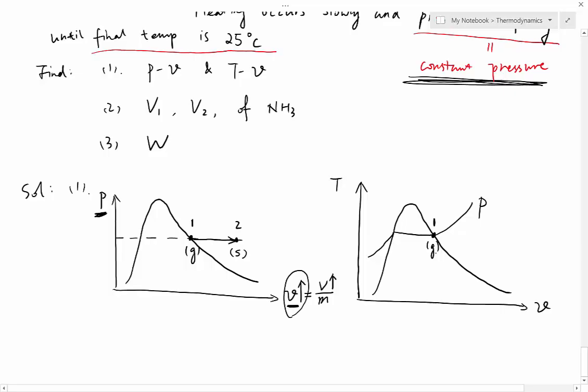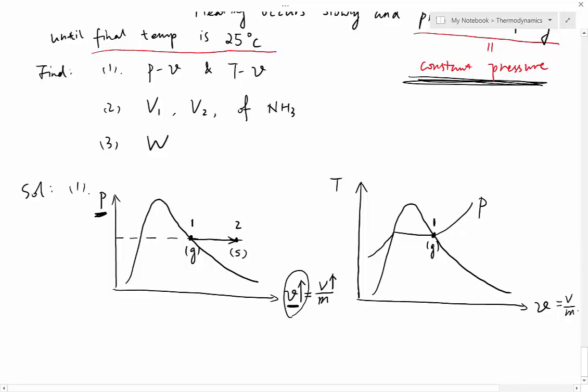That's where number 1 is. Also G point, saturated vapor. And next one, 1 to 2. Do I go to the right or to the left along this constant pressure line? Because pressure has to be constant. And then we do the same analysis.